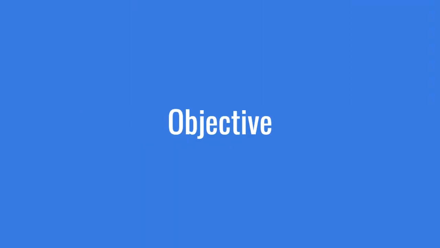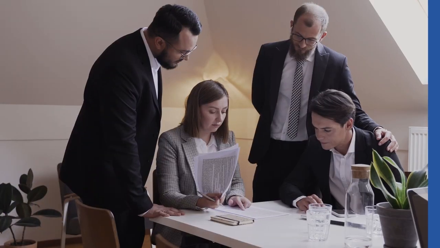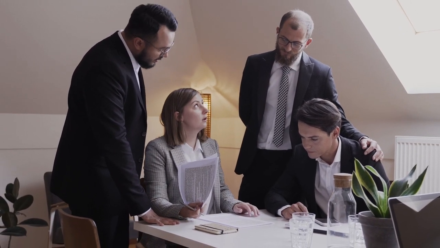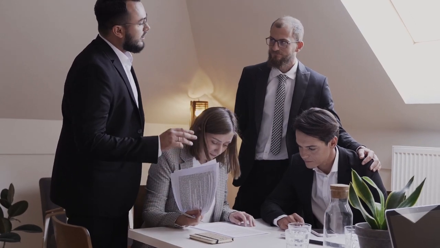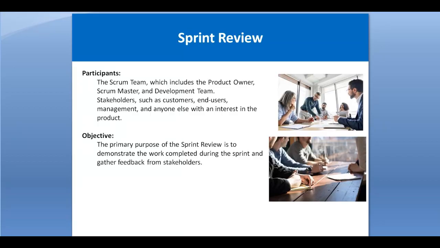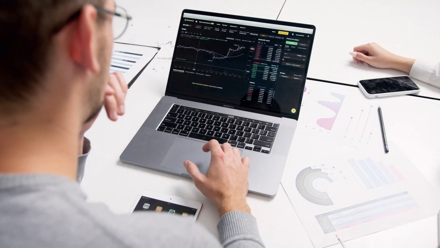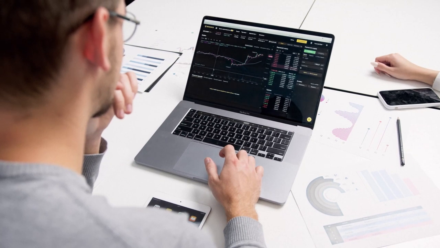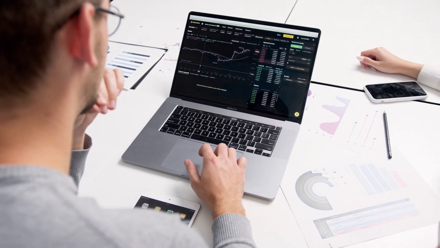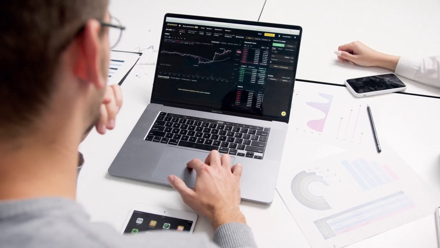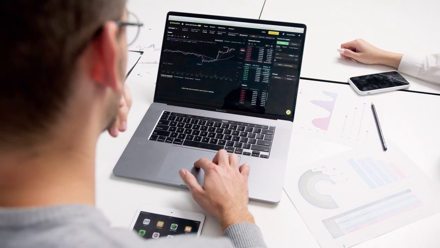The objective of the sprint review is to demonstrate the work which has been completed during the sprint and gather feedback from stakeholders as well. Friends, sprint review is very important, because once you get the feedback from the customer, you know what things went well, what things the customer likes, and what things he doesn't like. So obviously you can align your work accordingly as well.